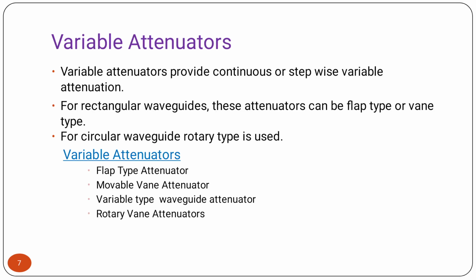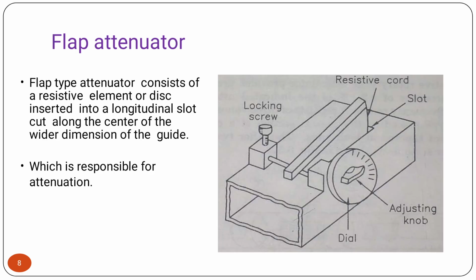Variable attenuators provide continuous or stepwise variable attenuation. For rectangular waveguide, these attenuators can be flap type or vane type. For circular waveguide, rotary type is used. Variable attenuators: flap attenuator, movable vane attenuator, variable type waveguide attenuator, rotary vane attenuator.